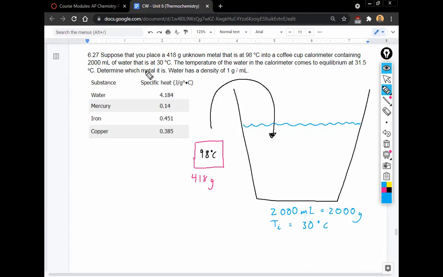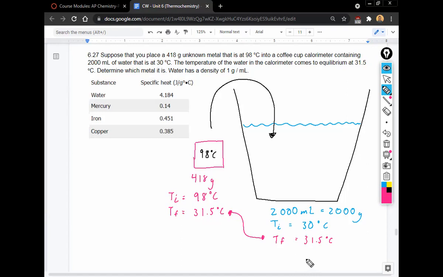It's telling us the temperature in the calorimeter comes to equilibrium at 31.5 degrees Celsius, which means that the initial temperature of the metal was 98 degrees, but the final temperature of the metal is the same as the final temperature of the water. Because if the metal is in the water, eventually they're going to come to the same temperature, right? The temperature of the metal is going to go down and the temperature of the water is going to go up. Does that make sense?